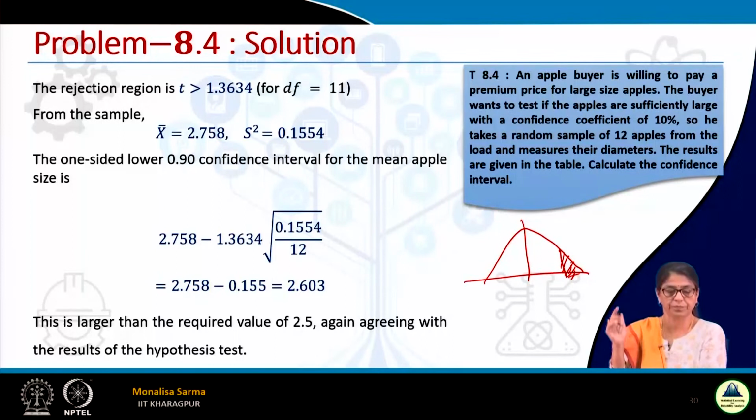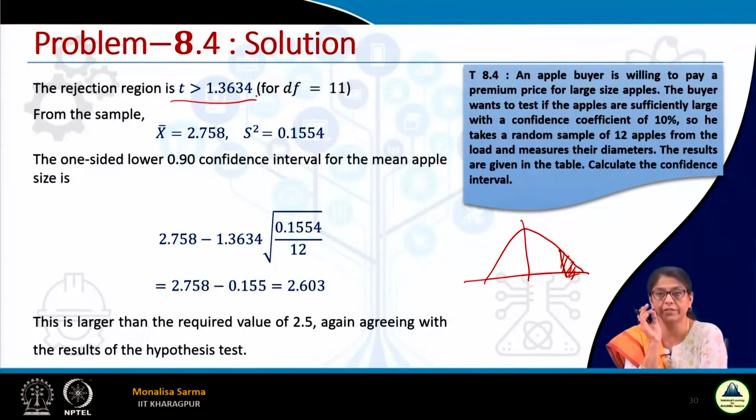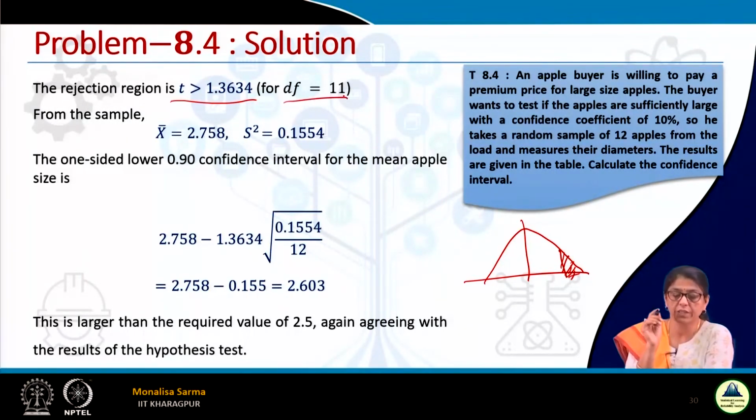Now the t value for 11 degrees of freedom. Since we are interested in finding out the greater, there is only one tail portion, so we will not consider t alpha by 2, it will be just t of alpha. That means t of 0.10 for 11 degrees of freedom. In the table, you will get this value. In the last tutorial, I showed the t table. Here we could see this value. So this is my t alpha.